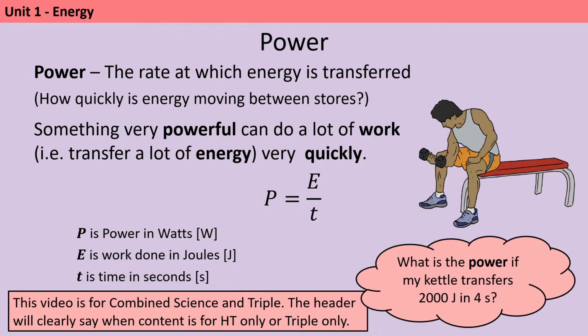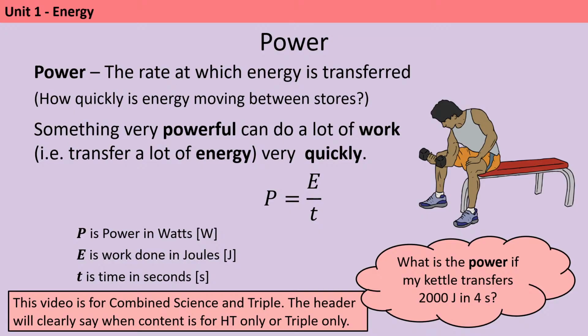The final topic in this 1.1 energy section is power, which is the rate at which energy is transferred or work is done. In other words, how quickly does energy move between different stores? The more powerful an appliance is, the faster it can do work or transfer energy. Typically, quite early in the GCSE Physics paper, you might be asked to calculate the power of an appliance such as a kettle transferring a certain amount of energy in a certain amount of time.